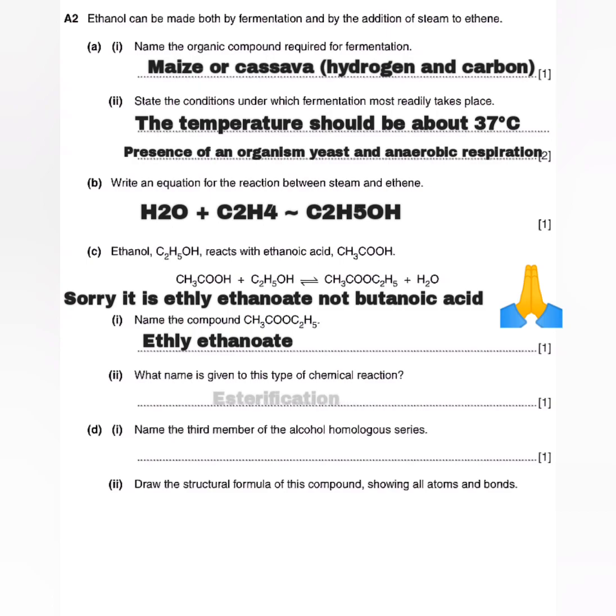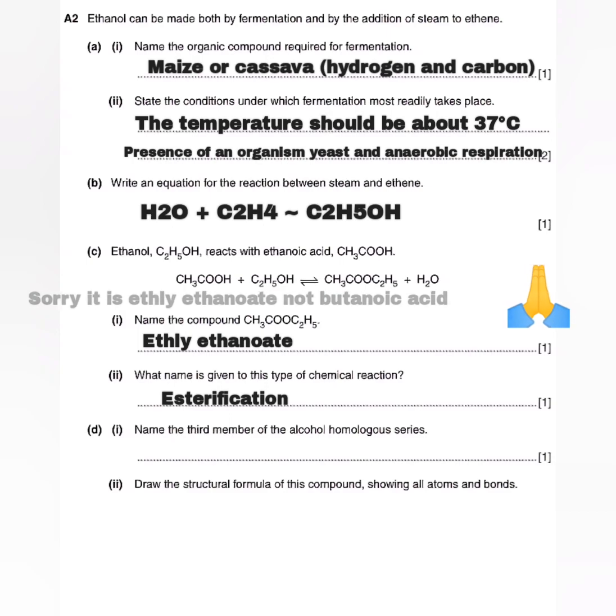Esterification. The reaction is called what? Esterification. Then as for D, Roman numeral 1 is saying, name the third member of the alcohol homologous series. So in this case, we have ethanol. Now the third one is called what? Propanol. Okay? The third one is called propanol.